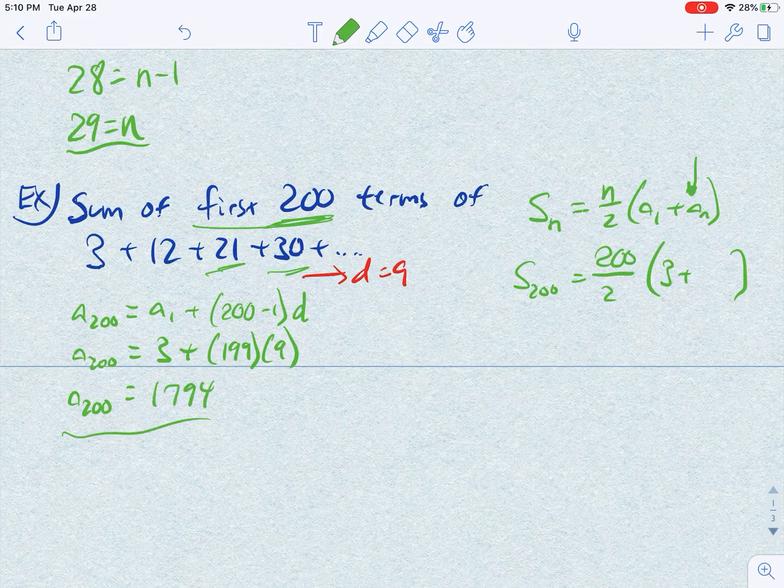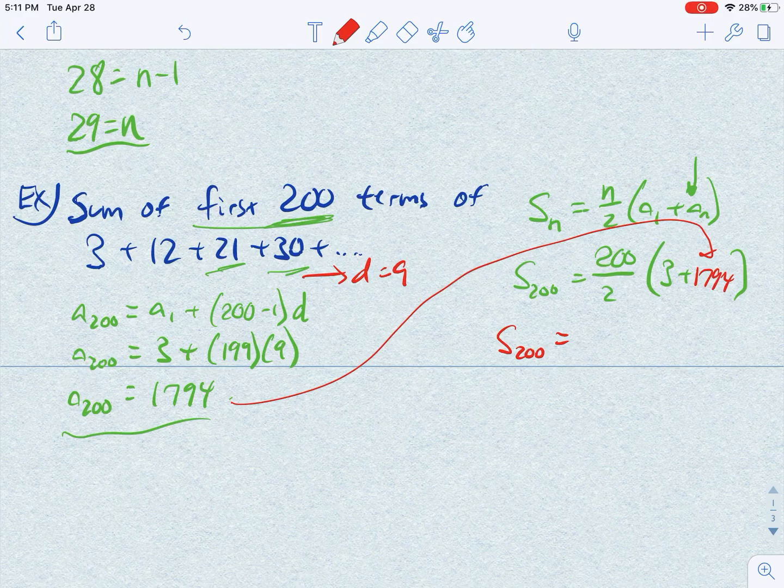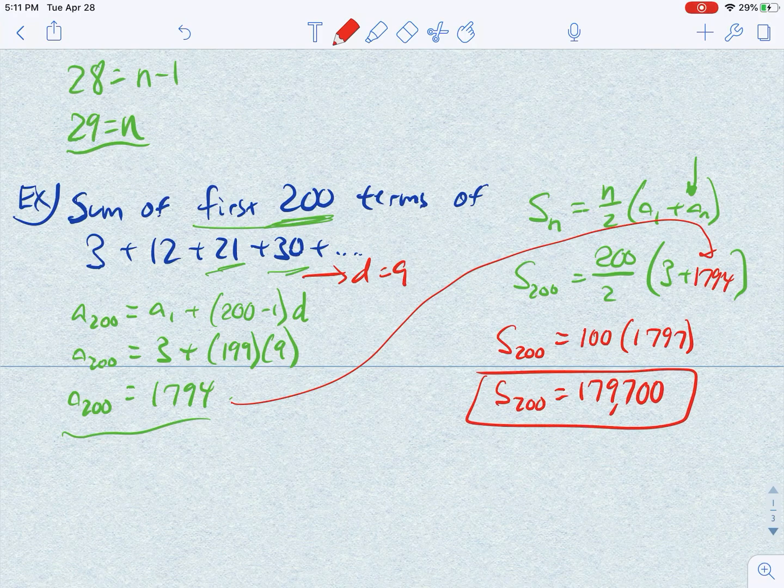So to get from 3, I need to add on D, which is what? D is 9, right? I need to add on 199 nines. And I did this previously and got 1794. So now I'm ready to plug that in here.